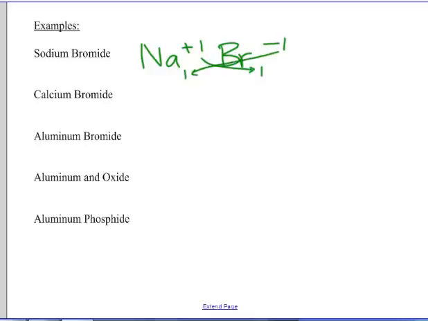To cross the charges, we bring the number value down from the positive cation to the subscript of the anion, and from the negative anion to the subscript of the cation. Again, we're only bringing down the number, not the positive or the negative. I can rewrite this here in red, NaBr, because there was one Na and one Br when I crossed the charges. This is sodium bromide.